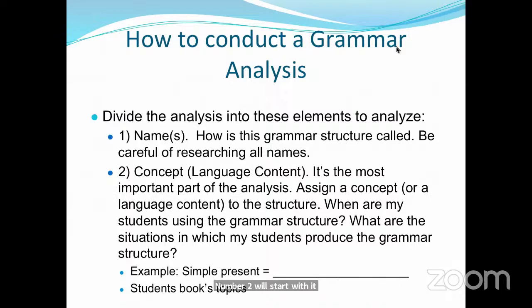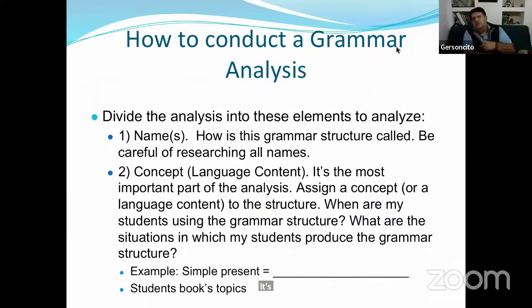Number 2: Concept, language, content. It's the most important part of the analysis, as you assign a concept or a language content to the structure. When are my students using the grammar structure? What are the situations in which my students produce the grammar structure? Example: simple present, student, books, topics. Good. So this is the most important part of the analysis. This is the difference. Check it out. Así tal cual. This is the difference between a good class and a bad class.